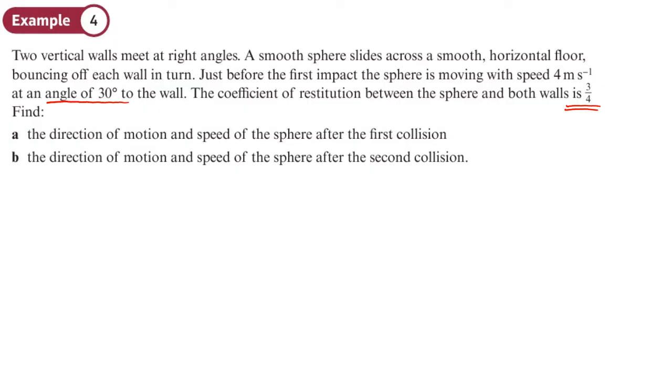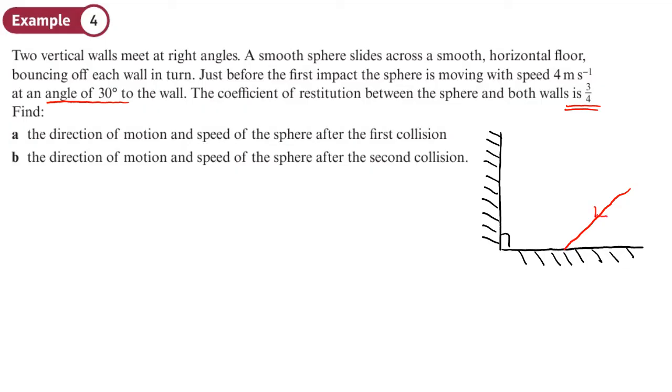So it's really important that we get a clear diagram of what's going on. So let's start by drawing 2 walls that meet at right angles like this. So here's our 2 walls. It says that the smooth sphere slides across a smooth horizontal floor, bouncing off each wall in turn, so it's almost as if we're looking at this from above. Just before the first impact, the sphere is moving with speed 4 meters per second at an angle of 30 degrees to the wall. Okay, so we're going to have something like this.